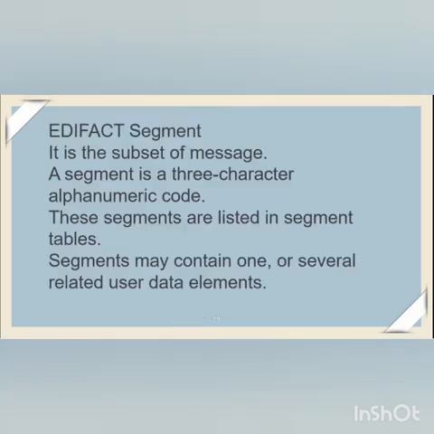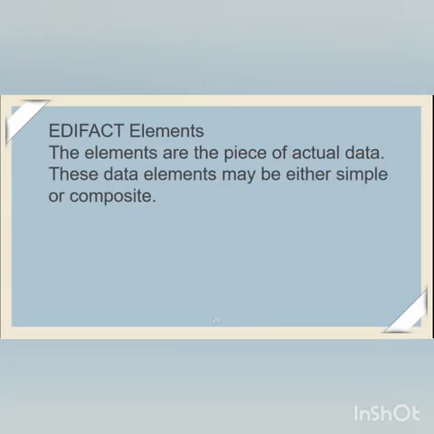And the next one is the EDIFACT segment. The EDIFACT segment is a subset of a message. A segment is a 3-character alphanumeric code. These segments are listed in segment tables. Just now we have seen 3-letter words like UNA, UNH, etc. in the segment table, right? That segment may contain one or several related data elements. The next one is EDIFACT elements. The elements are the pieces of actual data. These data elements may be either simple or composite. Composite means two or more elements put together to make a group.